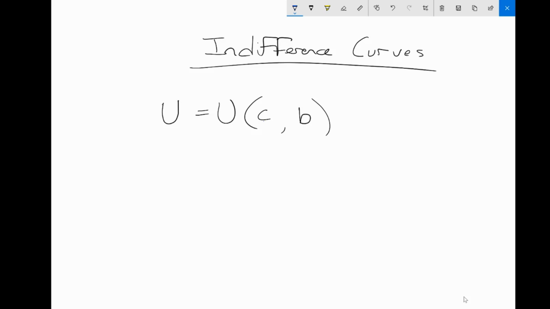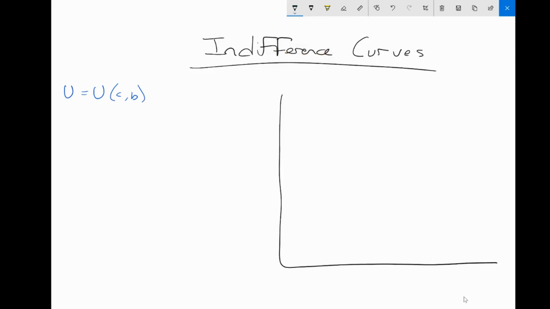Let me illustrate it. I'm going to have some math on the left and the graph on the right. We're going to graph these two: coffee down here, and bagels up here.